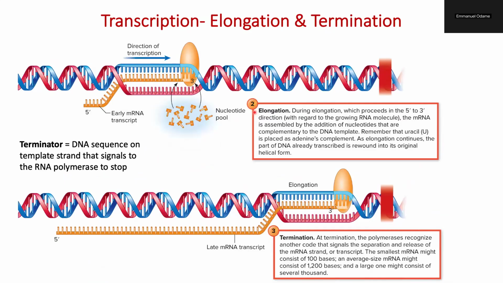And then, as this whole mRNA transcription is happening, what I want you to know is that uracil is being placed as the adenine complement. So in DNA, it would have been A to T, but in RNA, it's going to be A to a U instead of a T, because uracil is replacing thymine.